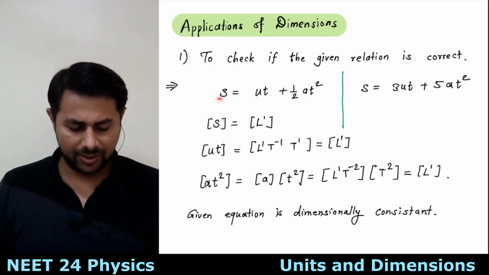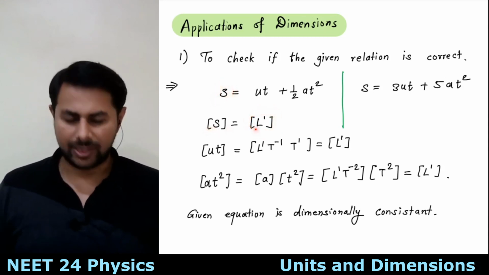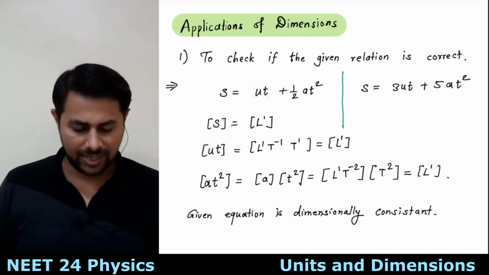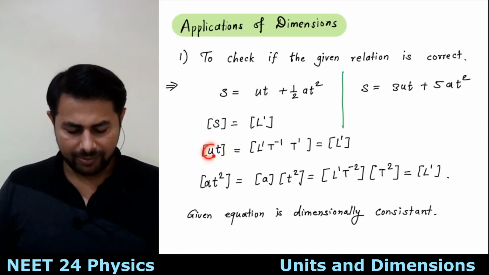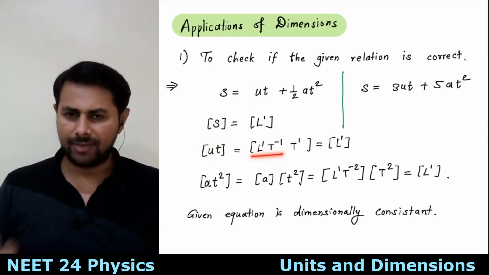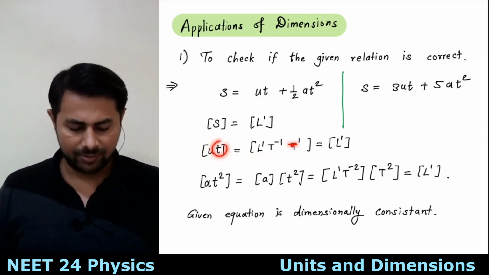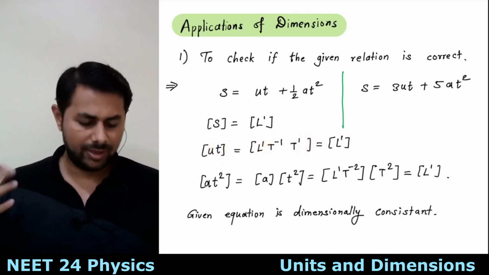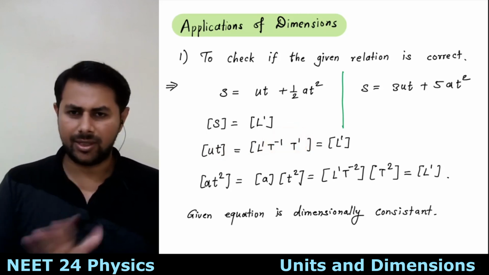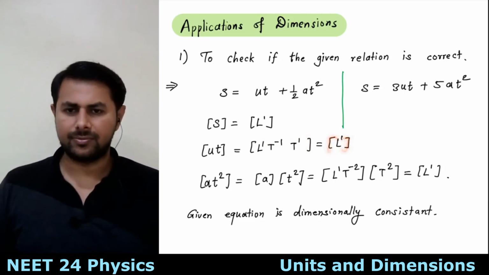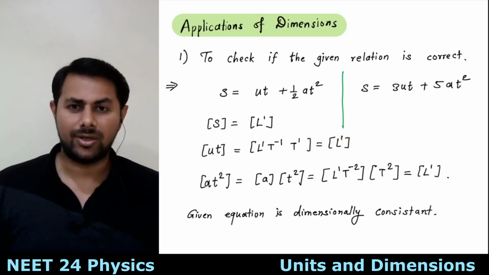You can check it very easily. S is the displacement, that means dimensions are L raised to 1. Then you have ut, u is initial velocity, t is time. So what will be the dimensions of this? Dimensions of u, the velocity, are L1 t minus 1, and dimensions of time is t1. So t minus 1 plus 1 gets cancelled out, that is t raised to 0. T raised to 0 means it's 1, or a constant which doesn't have a dimension, right? So you have L raised to 1. Constant means what? Numerical constant.